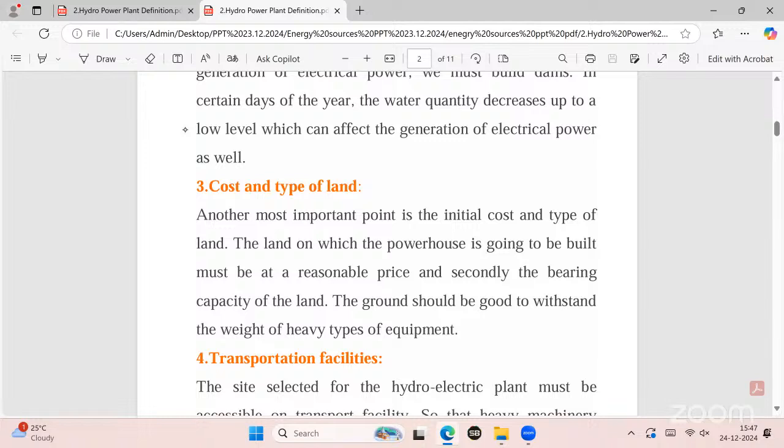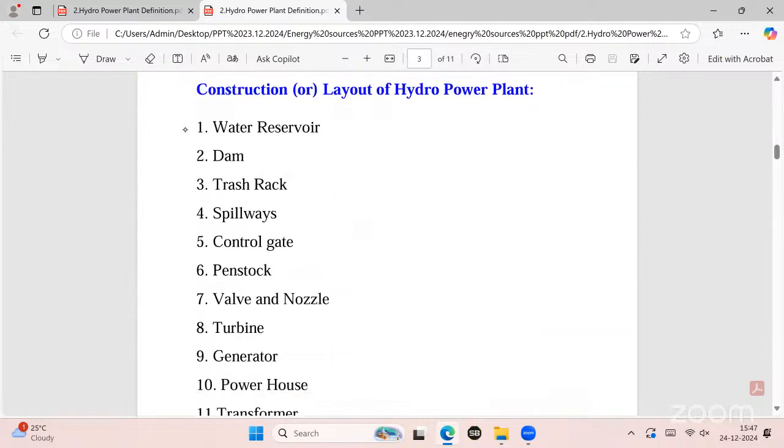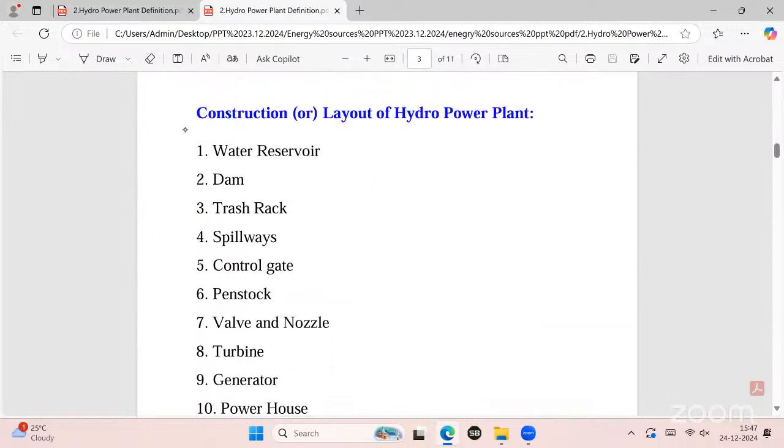You got this site selection question, so you can read my notes. Clear? Next one, construction layout of a hydro plant. Construction and layout is a single 10 marks question. What are the components? We should have a water reservoir, dam, trash rack, spillways, control gate, and penstock. All of this should be in your layout design. While designing, first select the components, then make the design.